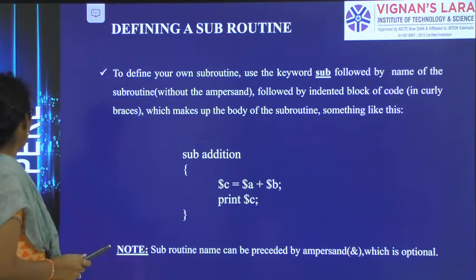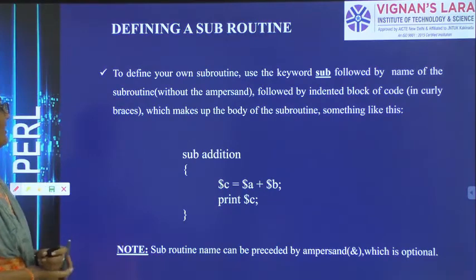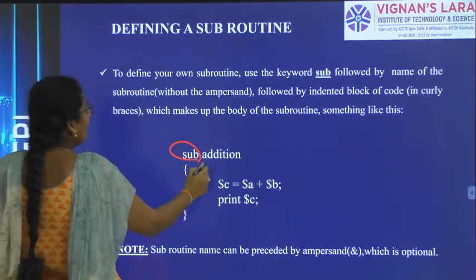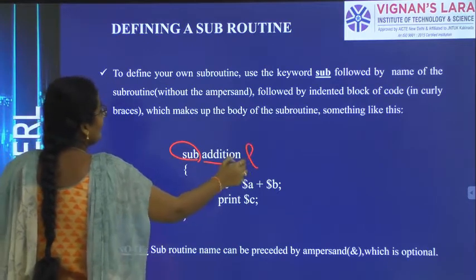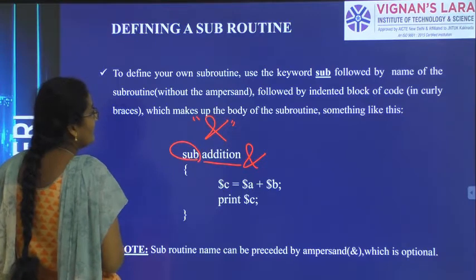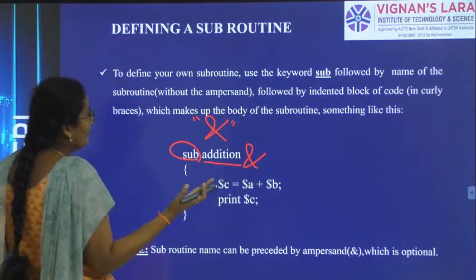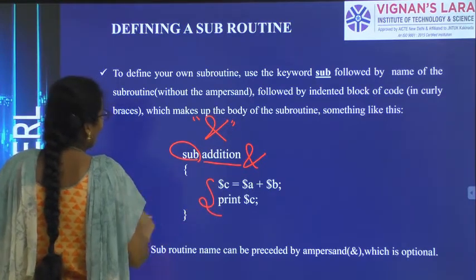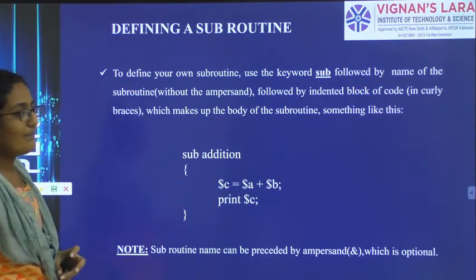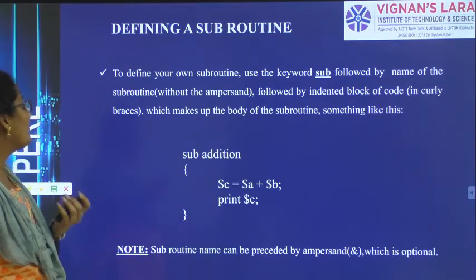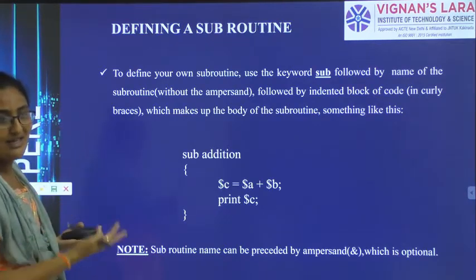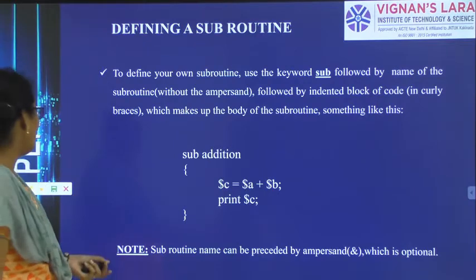So what is the way of defining this subroutine? You can use the keyword sub followed by the name of the subroutine, with or without the ampersand symbol. This is called the ampersand symbol. You can use it or you can remove it also. Followed by a block of code within curly braces. So defining a subroutine in Perl is very simple. You can define your own subroutine because subroutines are nothing but user defined functions.